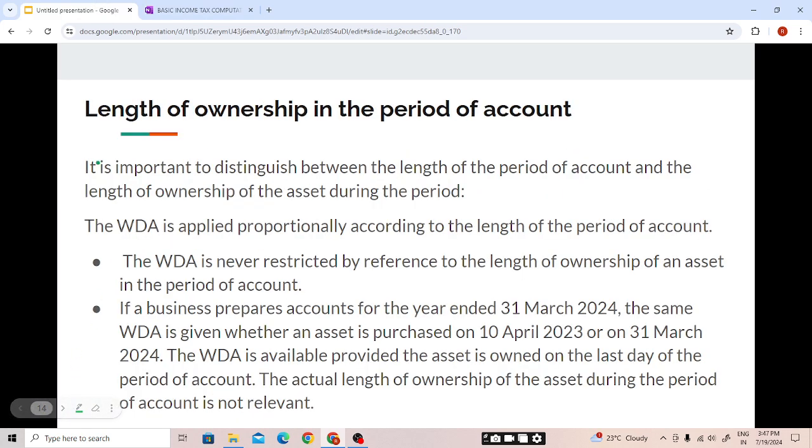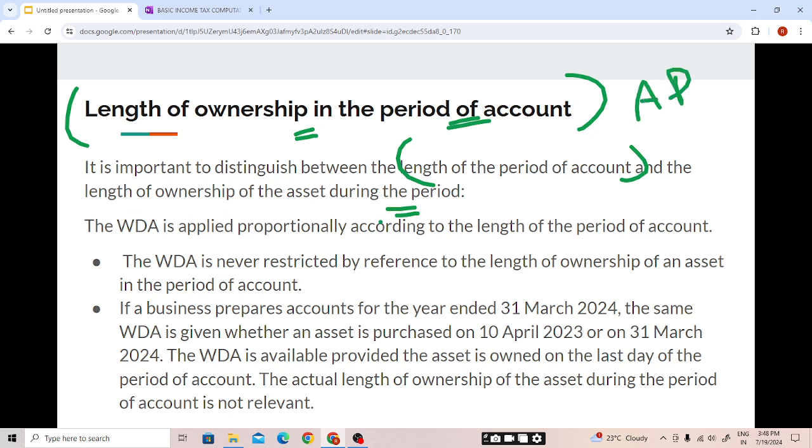Now moving to the next topic, length of ownership in the period of account, students. It is important to distinguish between the length of period of account and the length of ownership of the asset. Length of period of account means the accounting period, and length of ownership means when we purchased the asset and for how long we hold that asset. The accounting period can be 12 months, but the ownership may be less, if we purchased after 4 months.